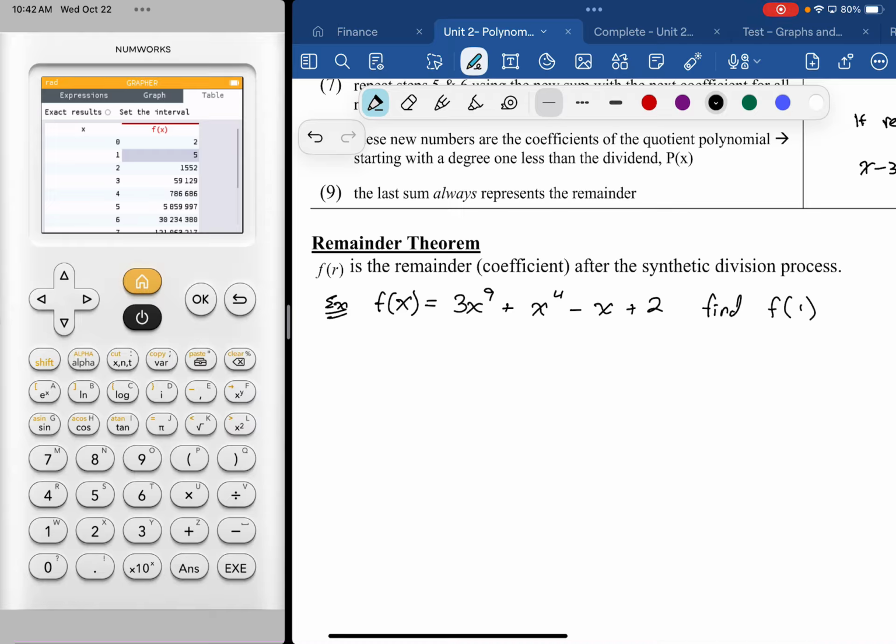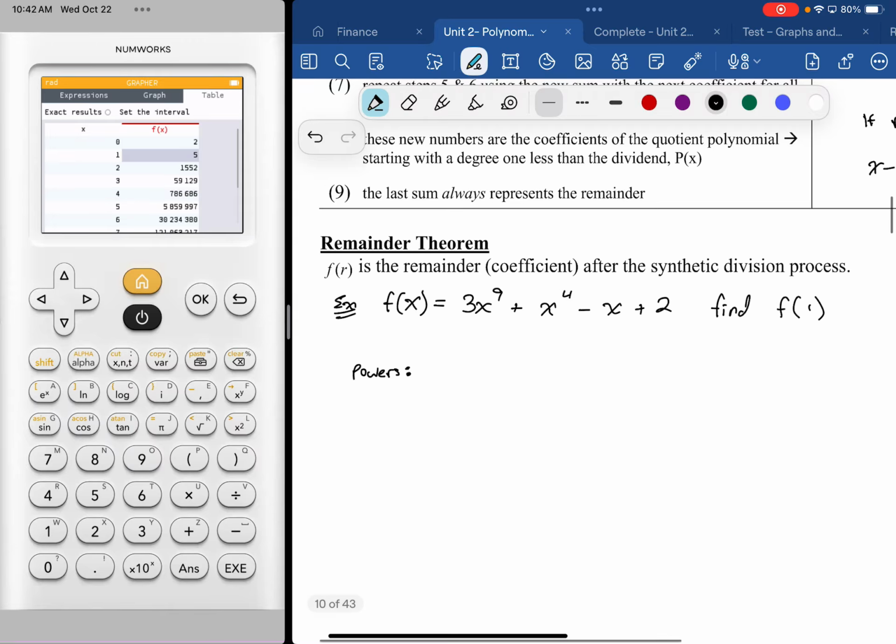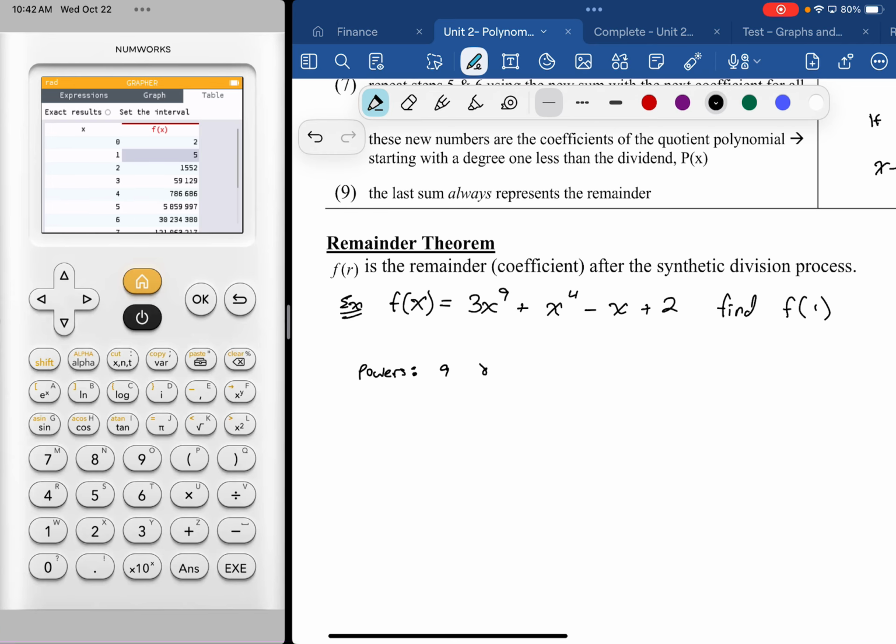So whether you want to list the powers or not, that's up to you. I'm going to do it. People have said it's helpful, so just at least in terms of structure. I'm starting off with a power of 9. I need to go 9 all the way down to 0. So 9, 8, 7, 6, 5, 4, 3, 2, 1, and 0.